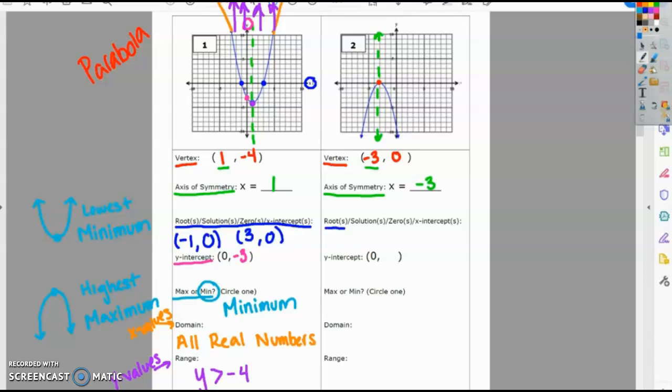Now our root, solution, zeros, x-intercepts. So we're looking for when it hits the x-axis, which is right here, only once this time. So our vertex hits the x-axis, and that means we only have one. So it's going to be the exact same as the vertex, which is -3, 0.